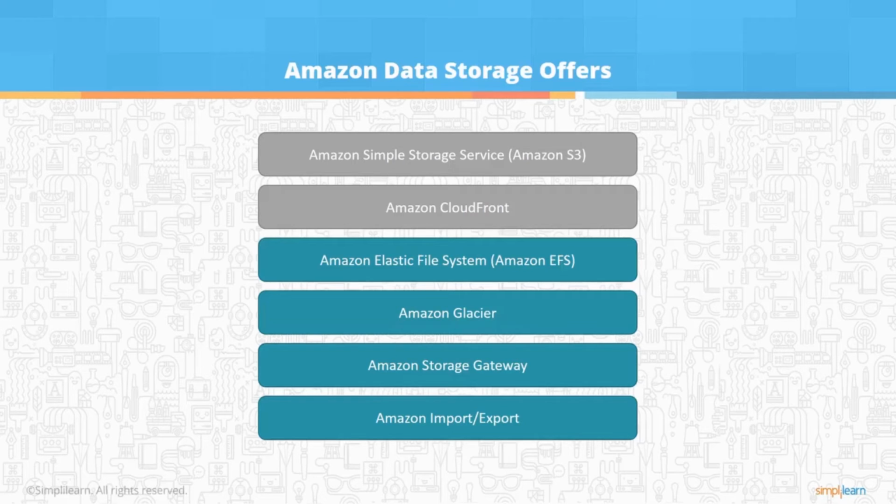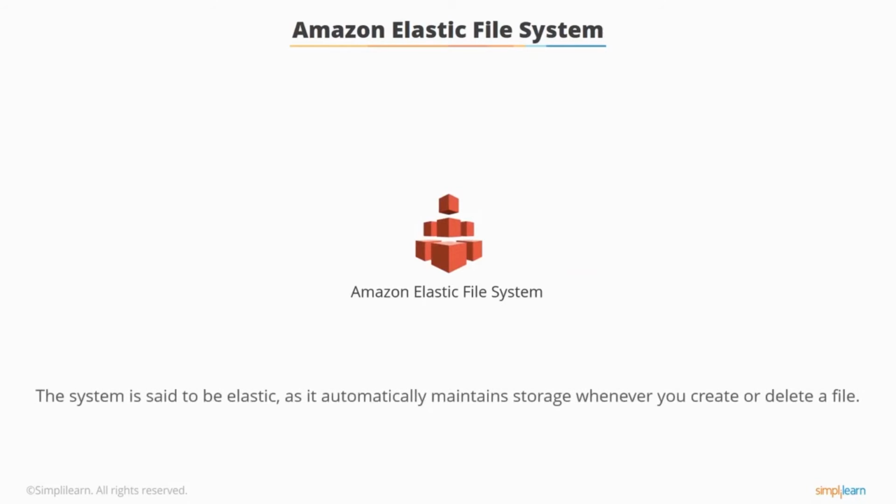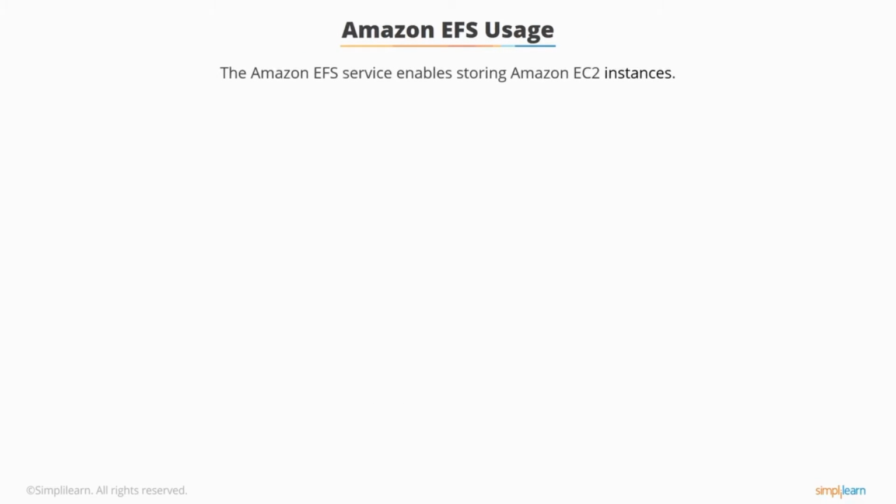In this topic, we will learn about Amazon Elastic File System, or Amazon EFS. Amazon EFS enables you to create and set up file storage to quickly access files, and with ease. The system is said to be elastic, as it automatically maintains storage whenever you create or delete a file. The Amazon EFS service enables storing Amazon EC2 instances.